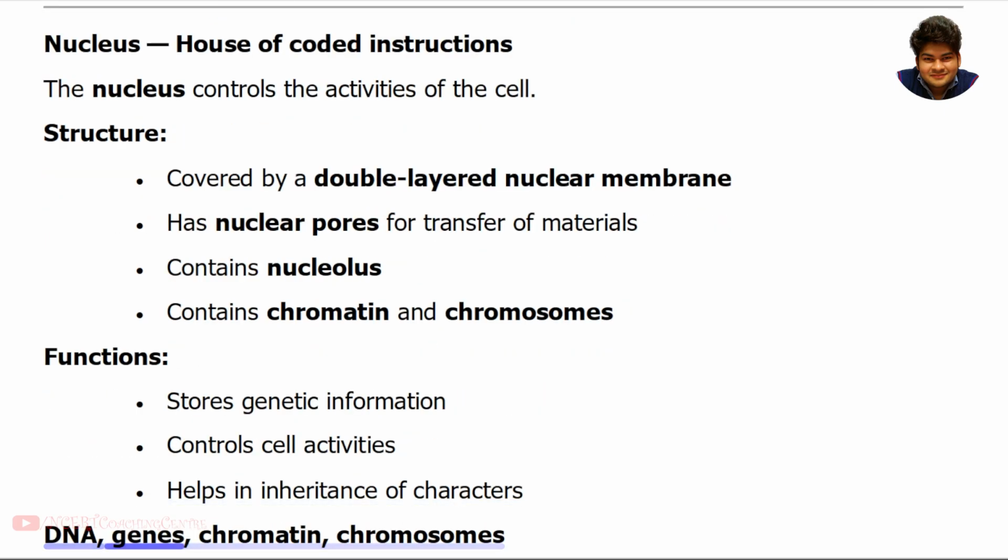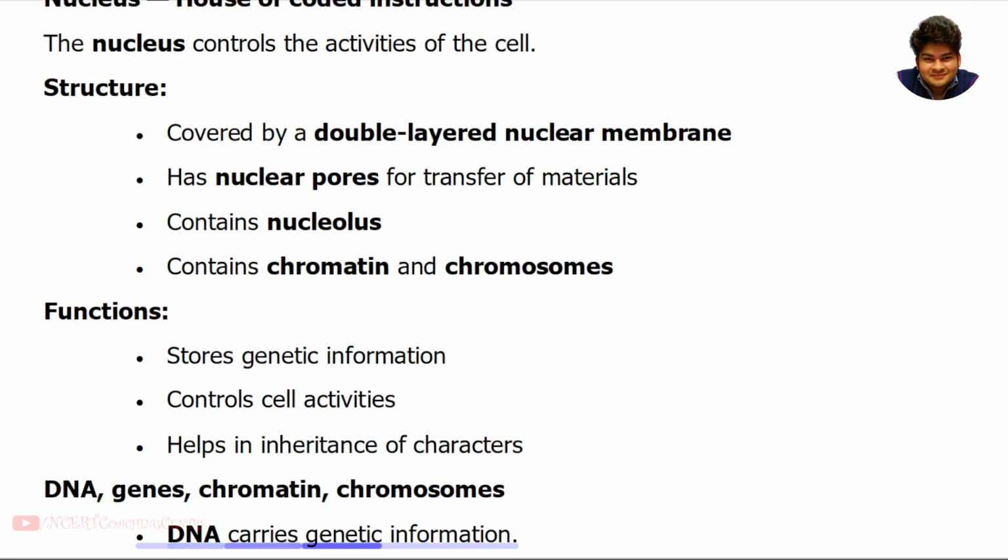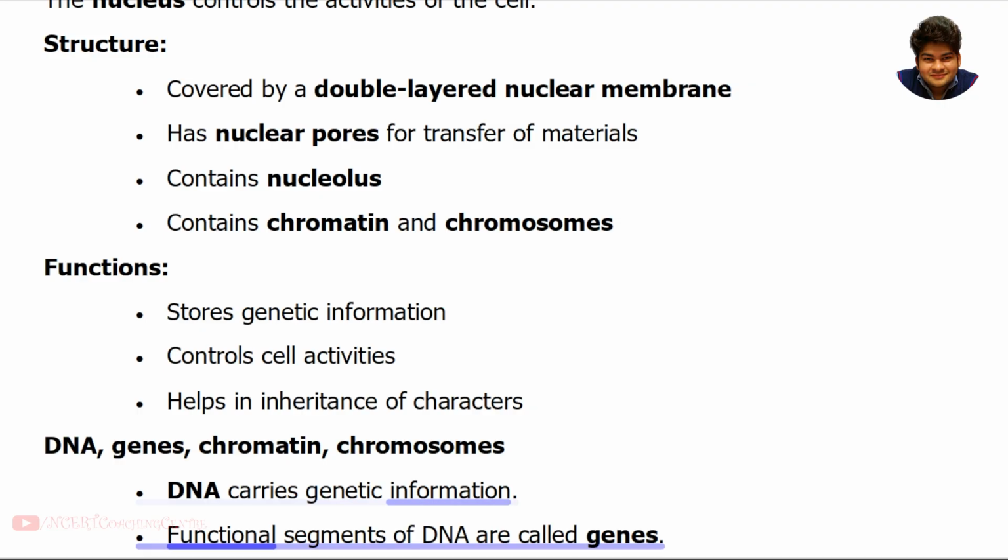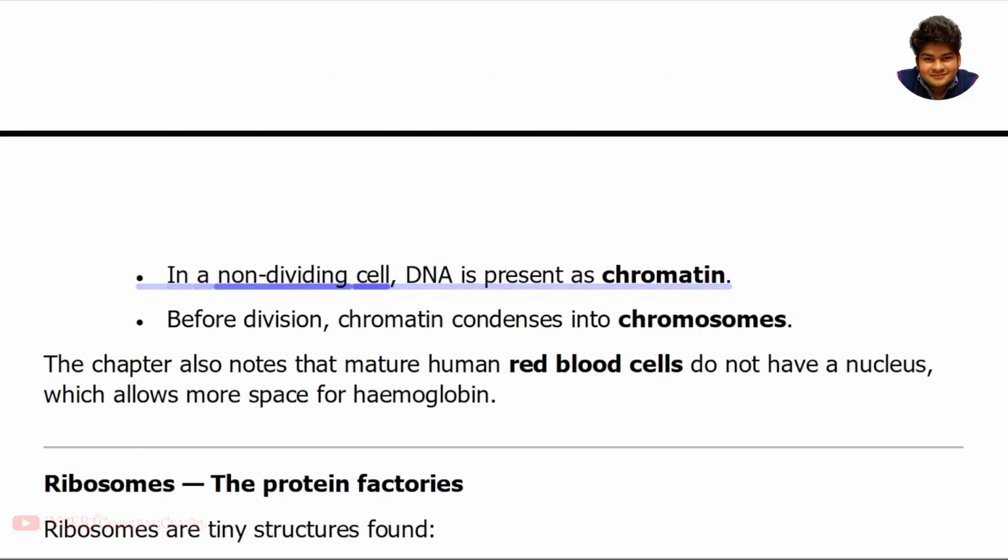DNA, genes, chromatin, chromosomes. DNA carries genetic information. Functional segments of DNA are called genes. In a non-dividing cell, DNA is present as chromatin. Before division, chromatin condenses into chromosomes. The chapter also notes that mature human red blood cells do not have a nucleus, which allows more space for hemoglobin. Ribosomes, the protein factories.